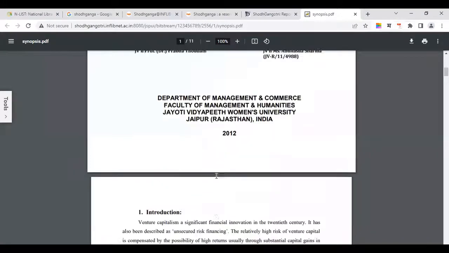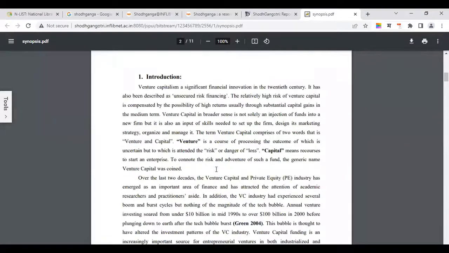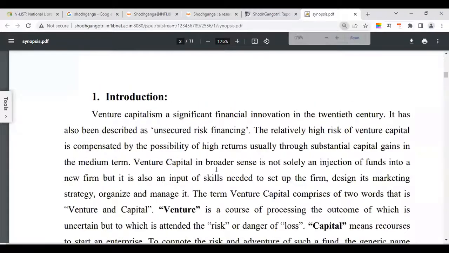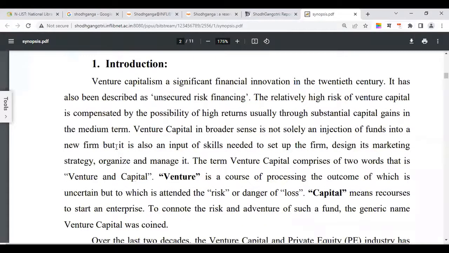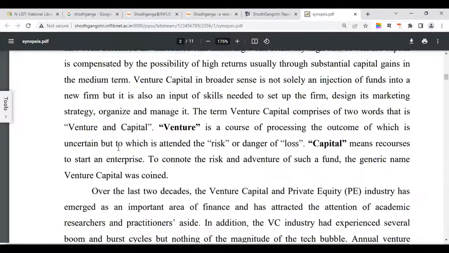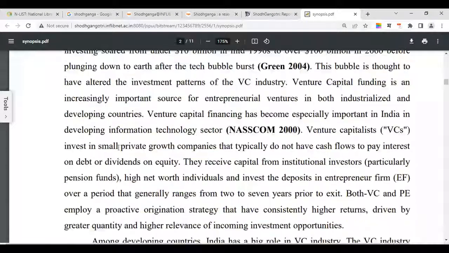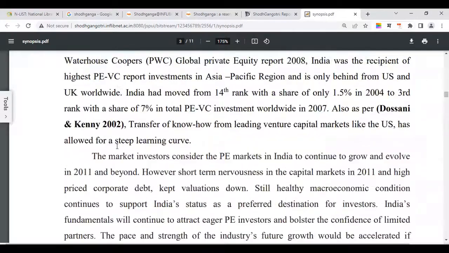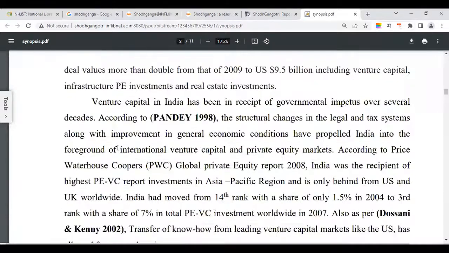So this is the first page of the synopsis. Then in the synopsis, you may see here the introduction. So what is there? Are you there, people? Here is the introduction. First, you have to start with the introduction. In an introduction, you have to write about your topic, which topic you are going to study, and why this topic is necessary.